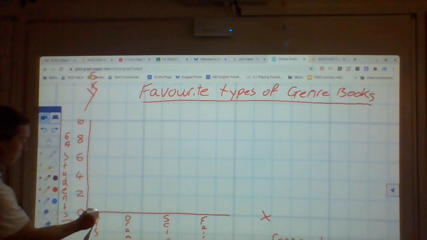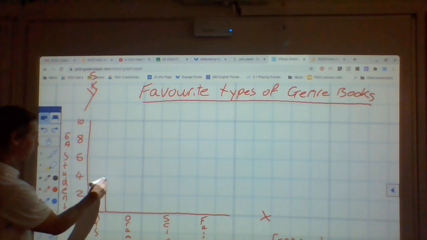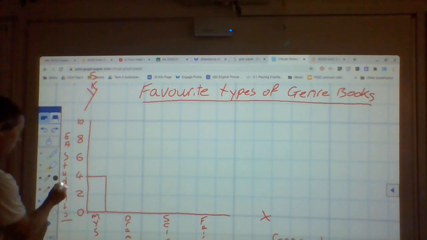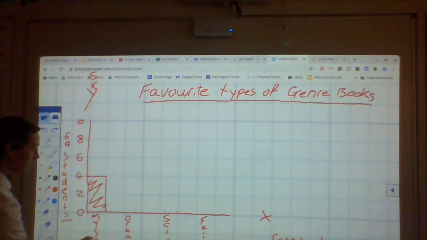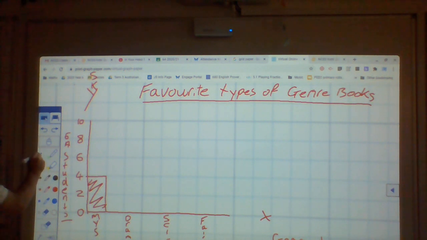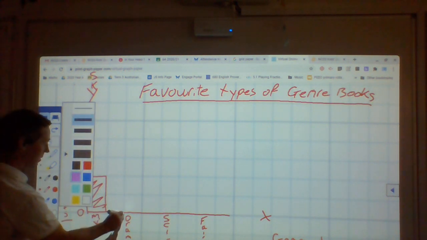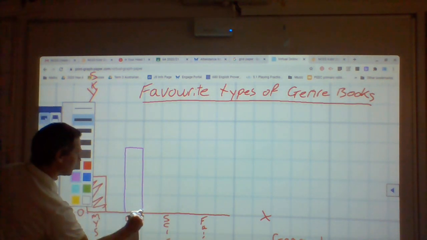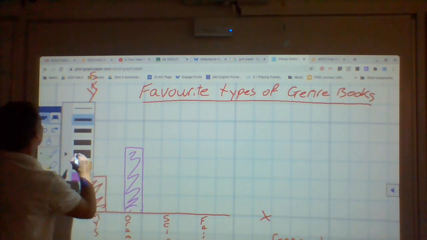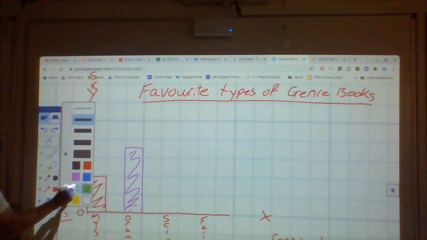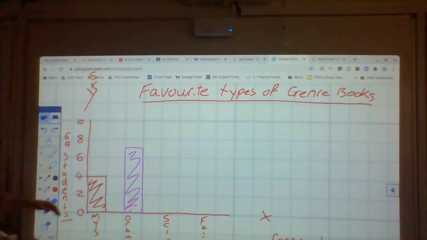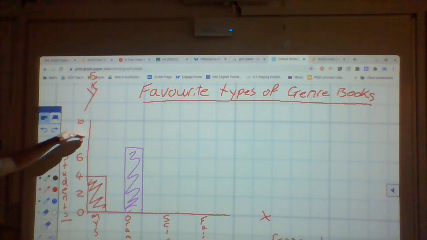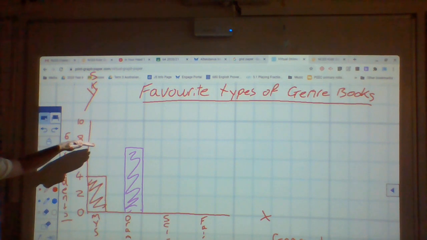And the mysteries, this is 4, so there's 4 students. I might choose a different colour. So here's my red one. For drama, this one here says there were 7. It didn't quite reach 8, more than 6, so it must be 7.